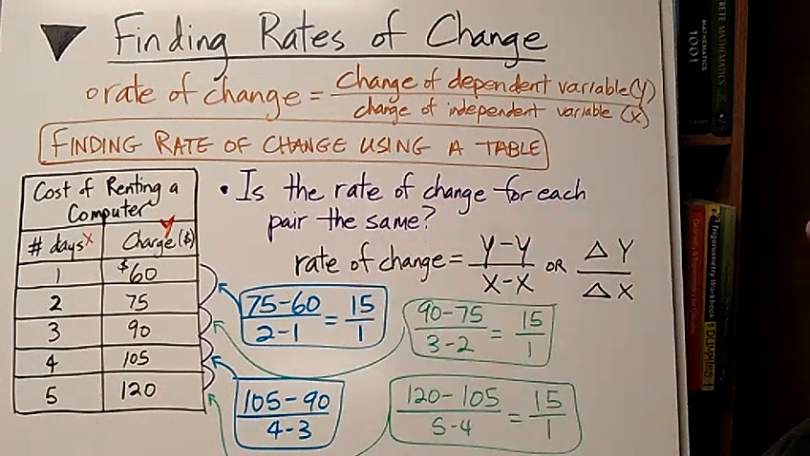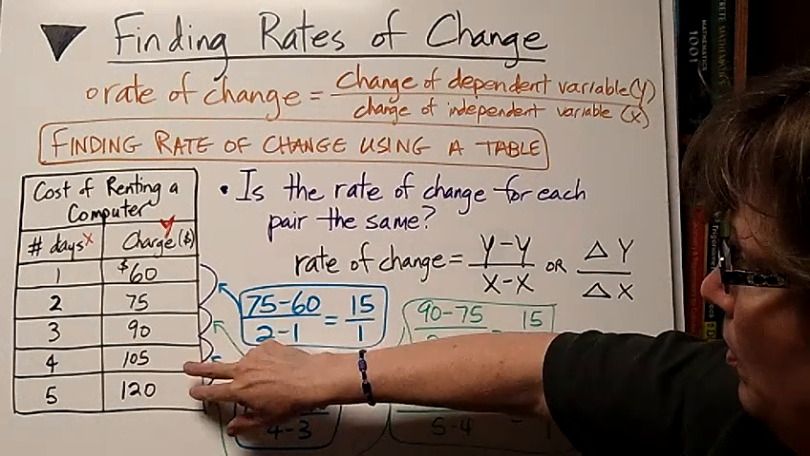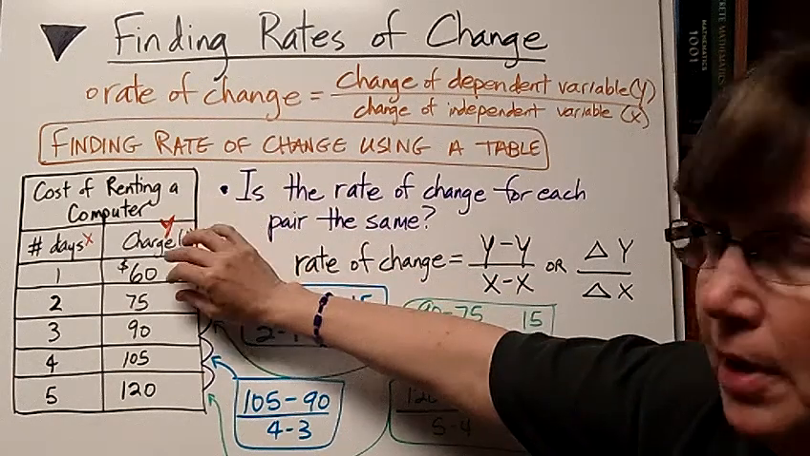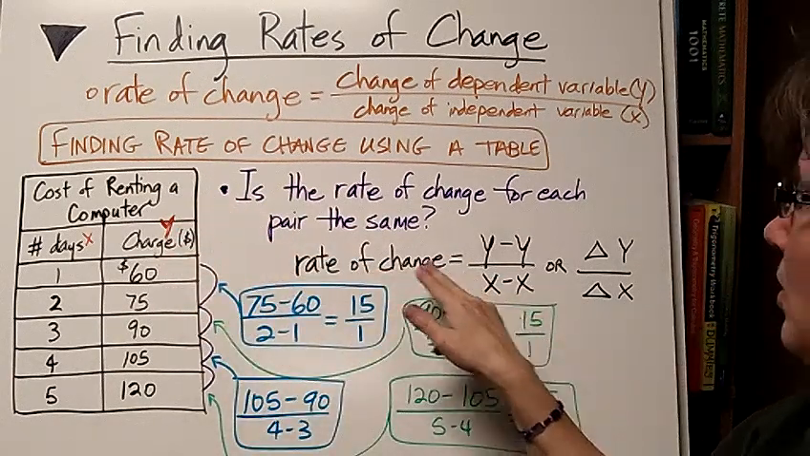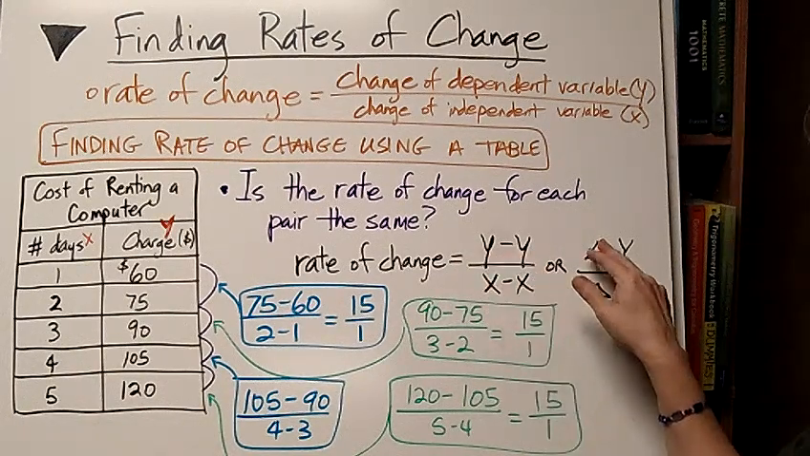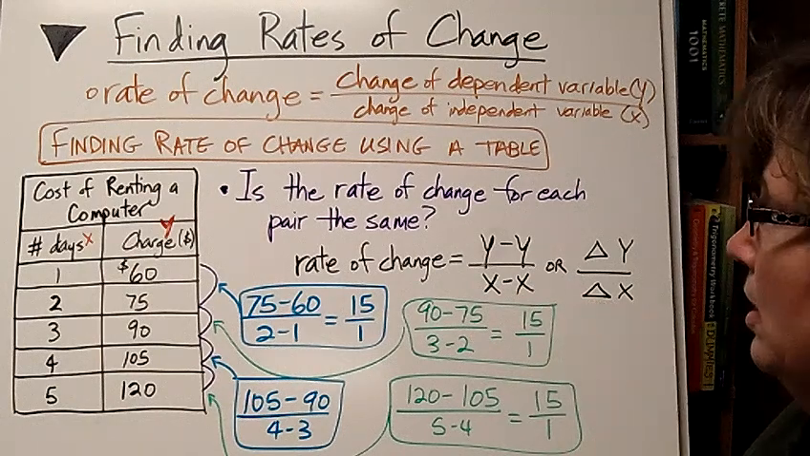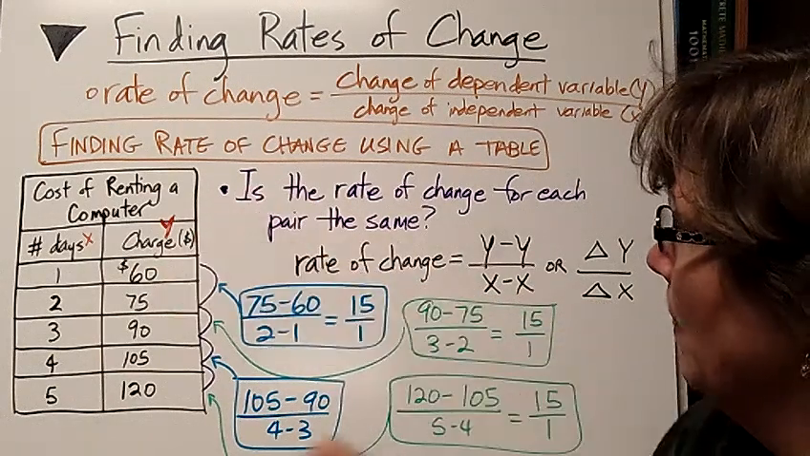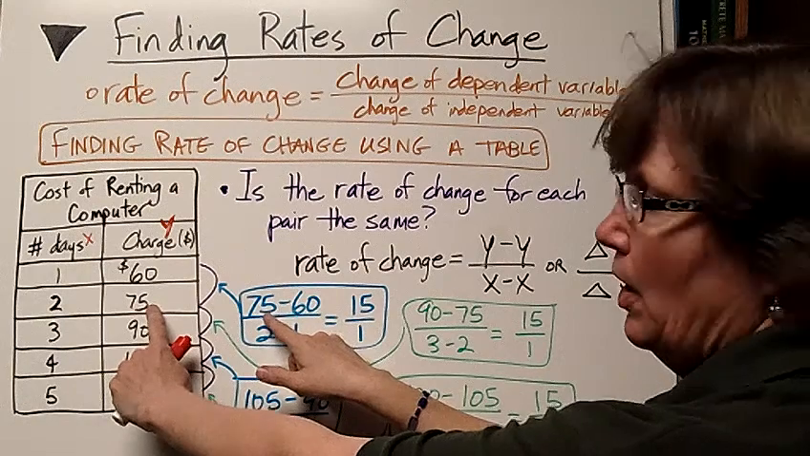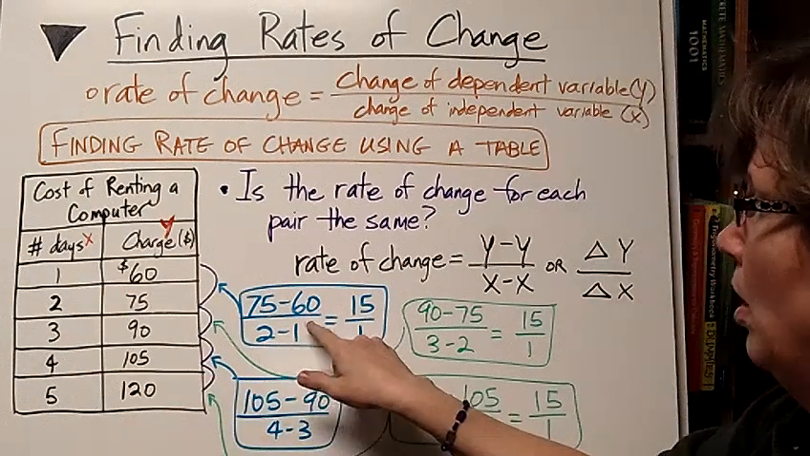So is the rate of change for each pair the same? And by this we mean from the pair below to the pair right above it. So you see how I've marked these different pairs. We're going to examine each one according to our formula, rate of change being the difference in your y's. Delta means change, so the change of your y's divided by the change in your x's. So we're going to take our y value, 75, and take away 60. Then we have x minus x, which is 2 minus 1.